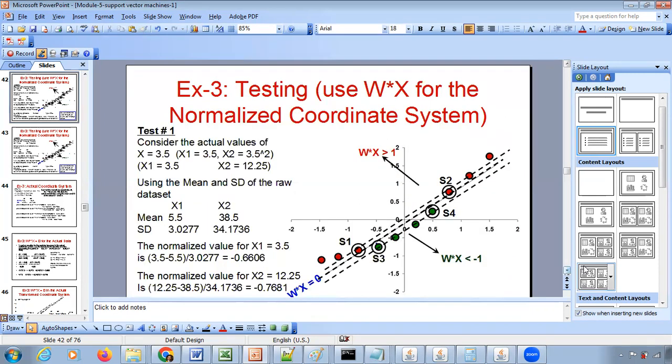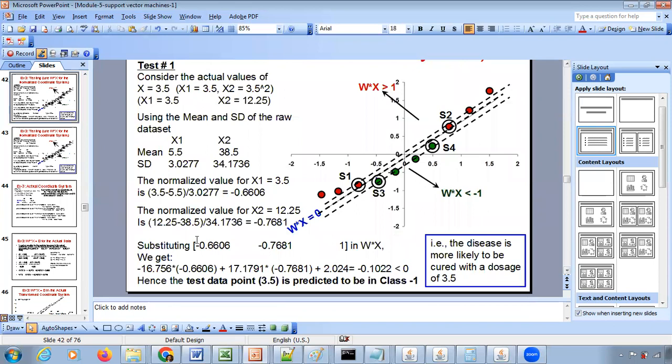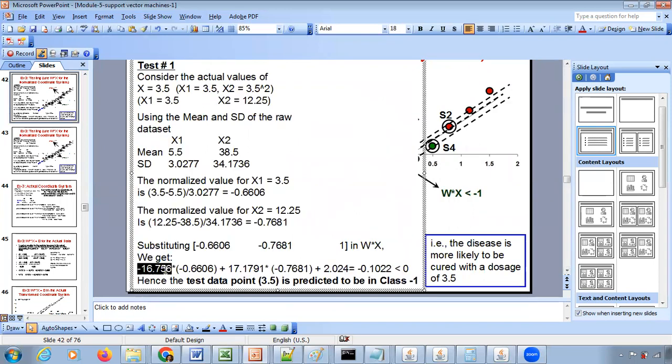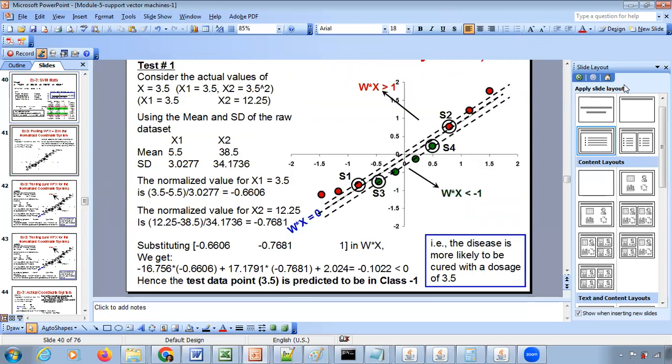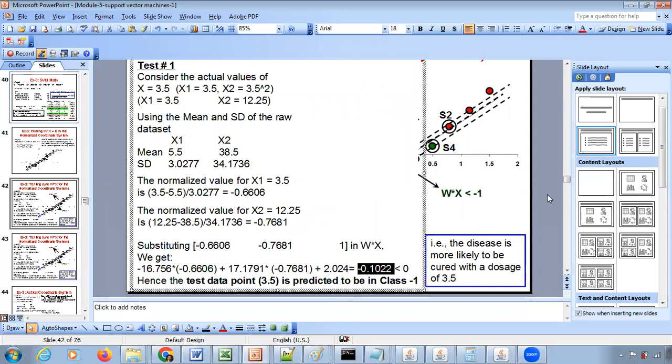So we can now use theta 1 times x1 plus theta 2 times x2 plus the bias. Remember, this is what we got: w times x, theta 1 x1 plus theta 2 x2 plus bias. And we get it to be negative 0.1022. Is it less than 0? So that means it belongs to the negative class, negative 1.